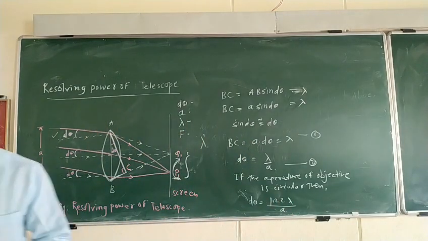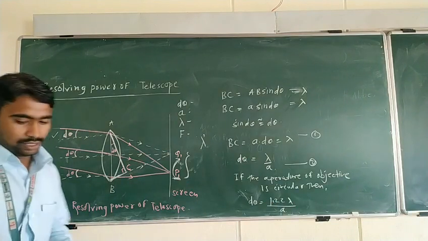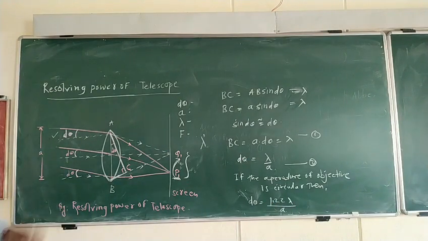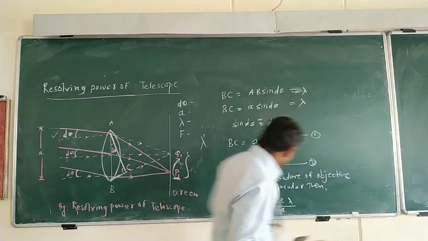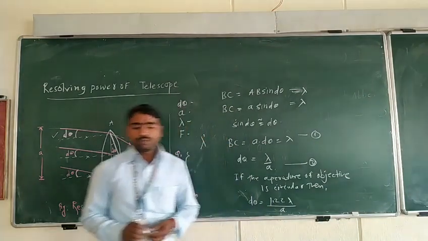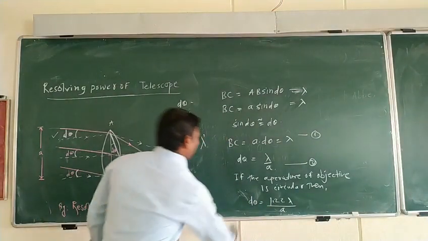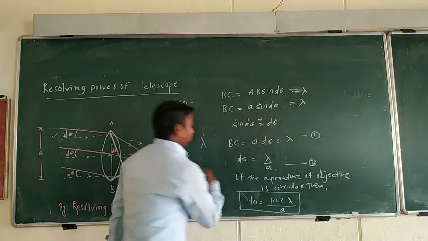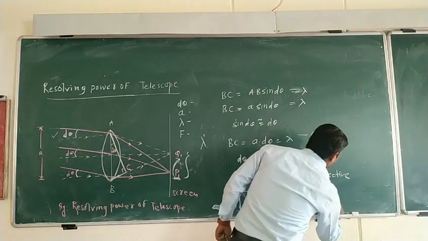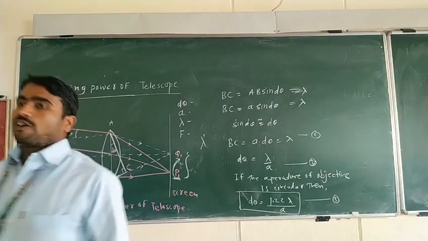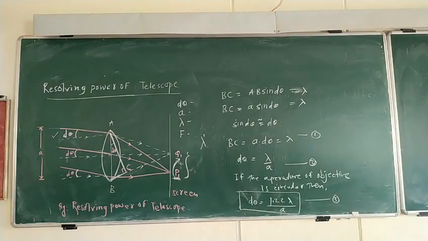According to the scientist Rayleigh, d theta is equal to 1.22 into lambda by a. This is the simple term. This is the limit of resolution of a telescope. Equation number 3 indicates the limit of resolution of a telescope.